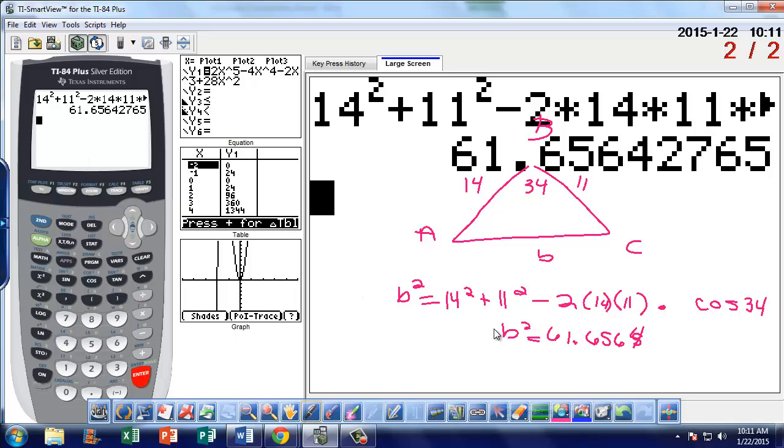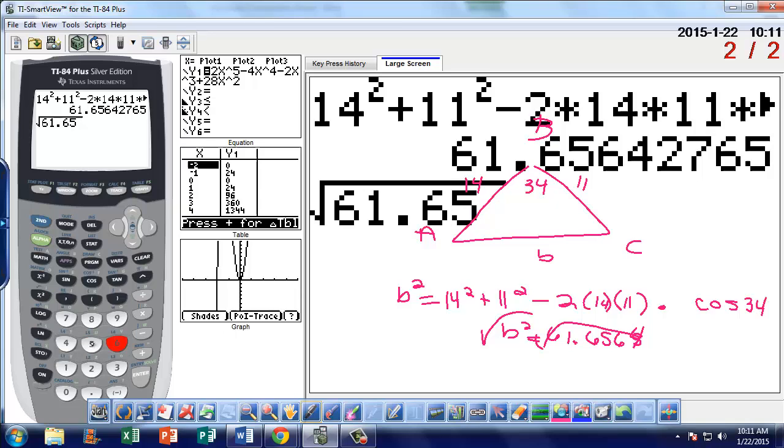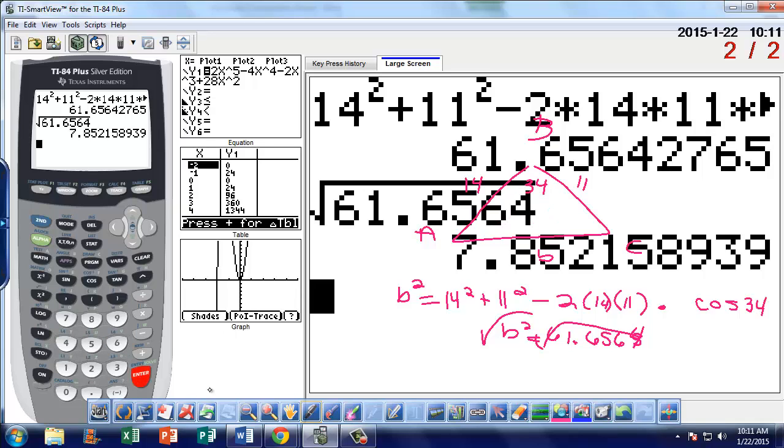So how do we get b by itself? We need to square root both sides. Of course, we don't need the negative because we're not going to have a negative side of a triangle. So I go ahead and put in my square root of 61.6564. Hit enter, and we get b to be 7.9. So let's go ahead and go back to our problem.